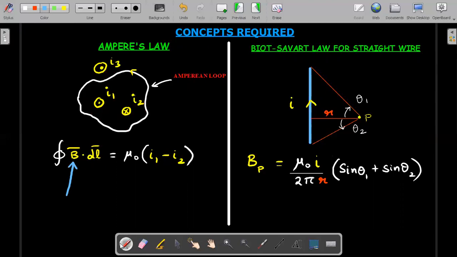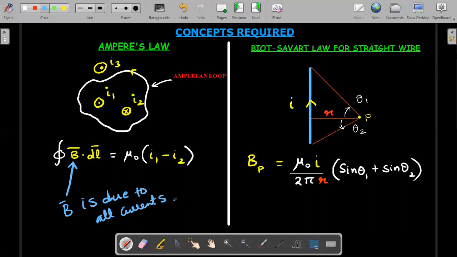This B, is it due to only I1 and I2? No, it is due to all the currents in the universe. So in this universe of the problem that I drew, it is due to all three currents. So this B is due to all currents. This is the most important point that you need to understand in Ampere's law.